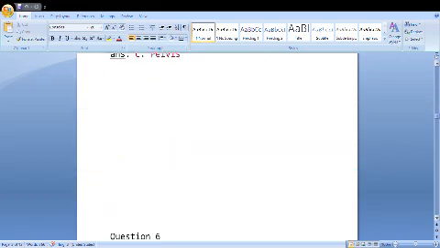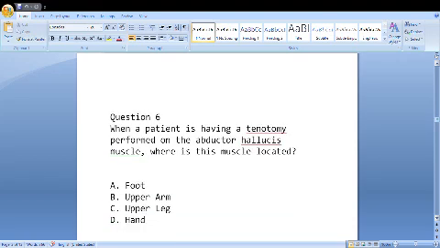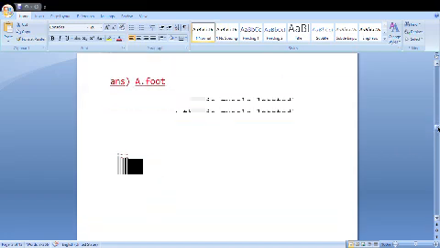The next question, question number 6. When a patient is having a tenotomy performed on the abductor hallucis muscle, where is this muscle located? It is a direct question: the location of the abductor hallucis muscle. Options: foot, upper arm, upper leg, hand. We know it's in the leg, so we have to confirm between upper leg or foot. So the answer is foot. The abductor hallucis muscle is located in the foot. Option A is the right answer.